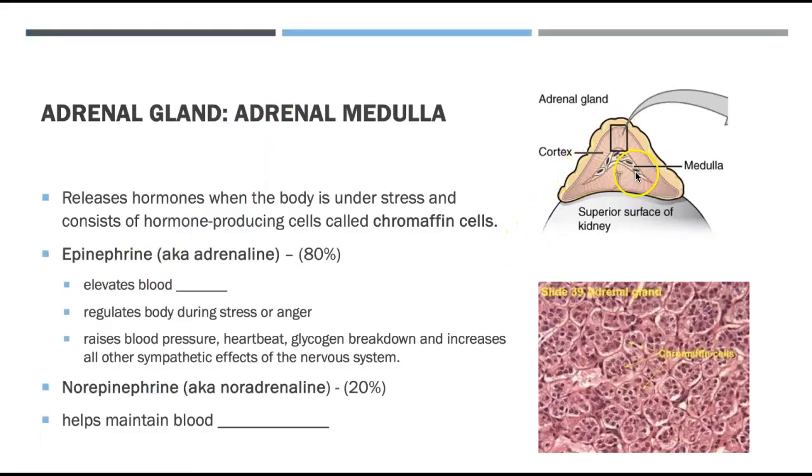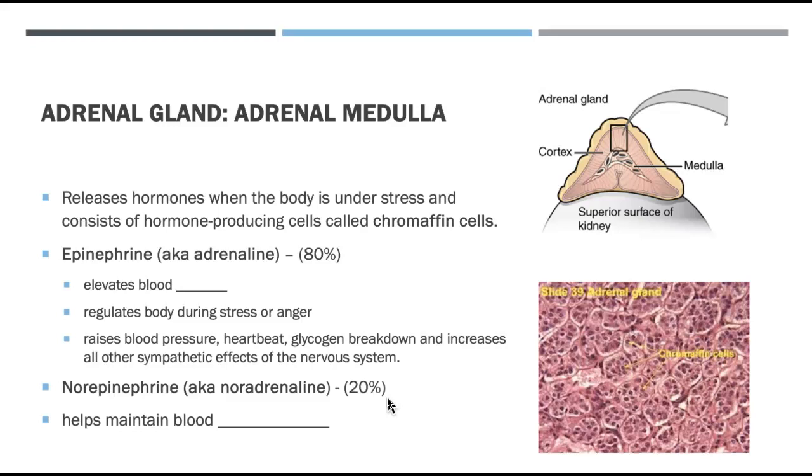Beyond the cortex, we have our medulla, and this is going to release hormones when our body is under stress and consists of hormone-producing cells called chromaffin cells. So we talked about these chromaffin cells earlier, and they are going to release epinephrine when they are stimulated. Epinephrine is also known as adrenaline. So when our chromaffin cells are stimulated, 80% of the hormone released is epinephrine. The other 20% is norepinephrine, also known as noradrenaline.